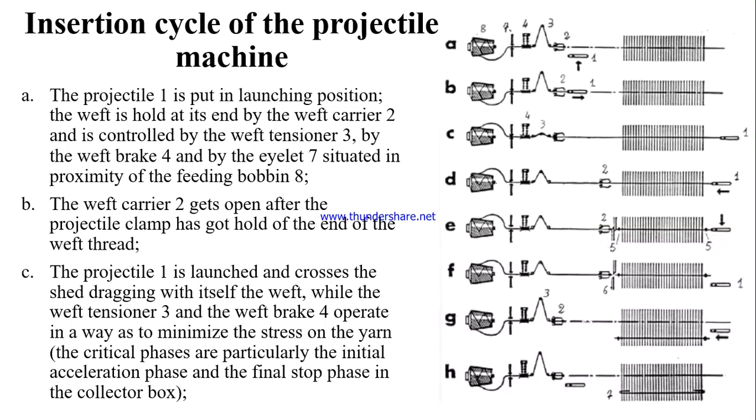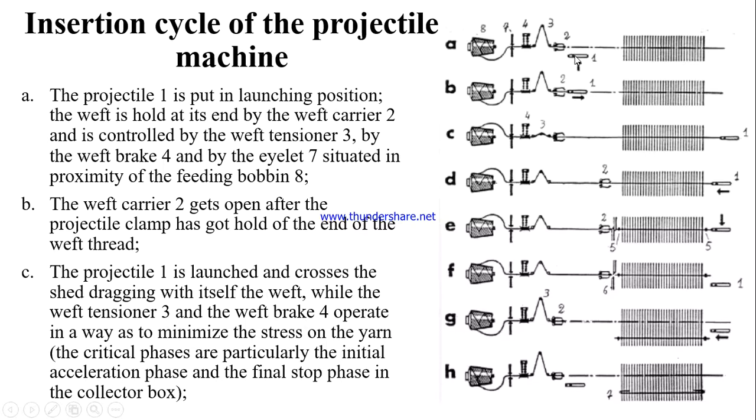Now I shall discuss the insertion cycle of the projectile machine. What is the weaving cycle, or you can say weft insertion cycle, in the projectile machine. There are actually eight steps, A, B, C, D, E, F, G, H. By describing all these steps, how a projectile is able to insert a weft can be discussed. The projectile, which is numbered as 1, you can identify the projectile here, is put in launching position.